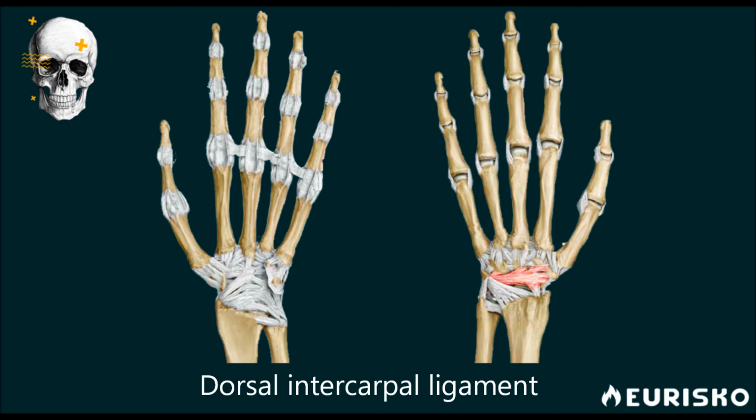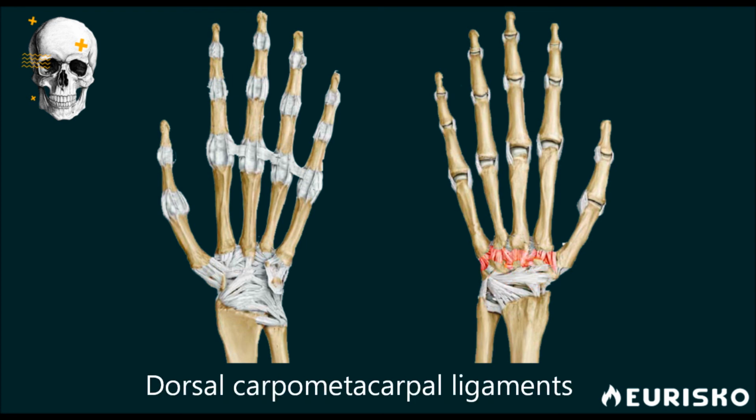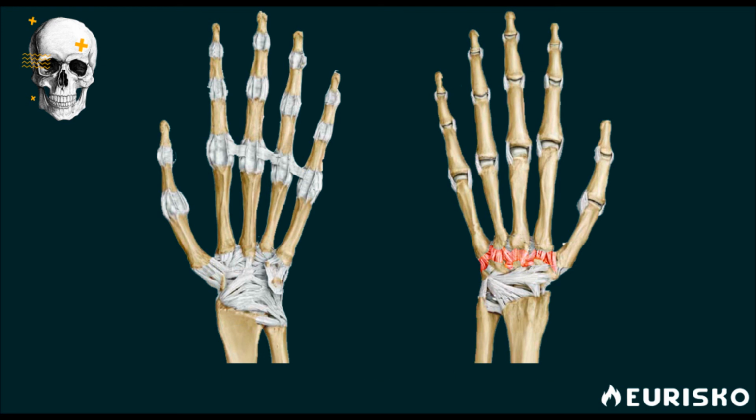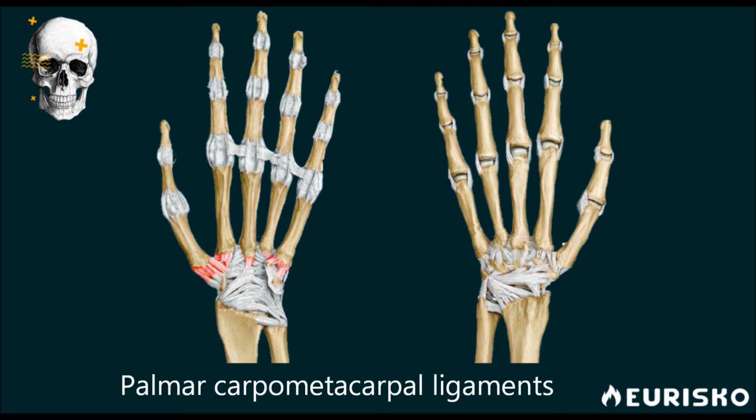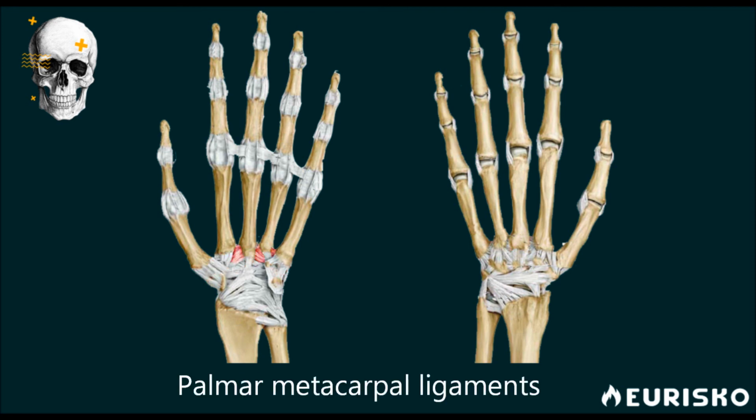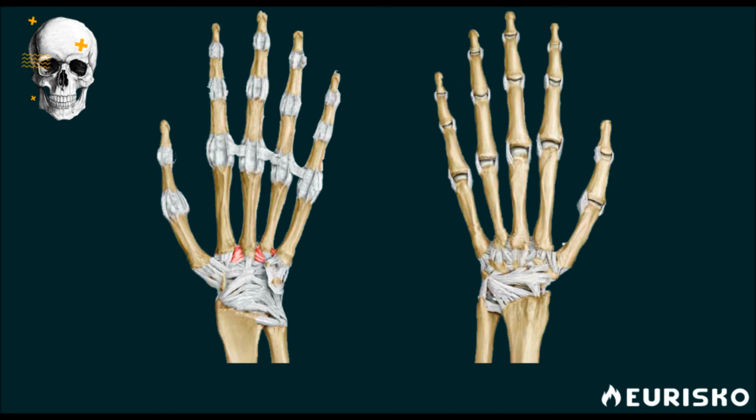Dorsal intercarpal goes from the lateral to the medial side of the wrist. Dorsal carpometacarpal connect the distal row of carpal bones and bases of metacarpal. Palmar carpometacarpal have the same direction but on the opposite side. Dorsal metacarpal and palmar metacarpal connect the base part of metacarpal bones.